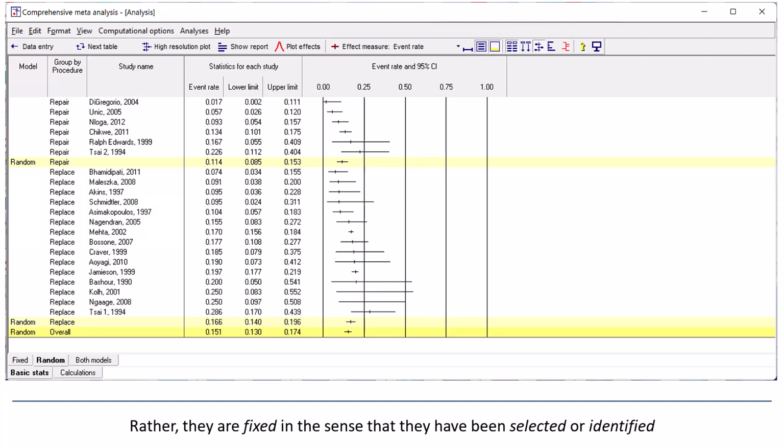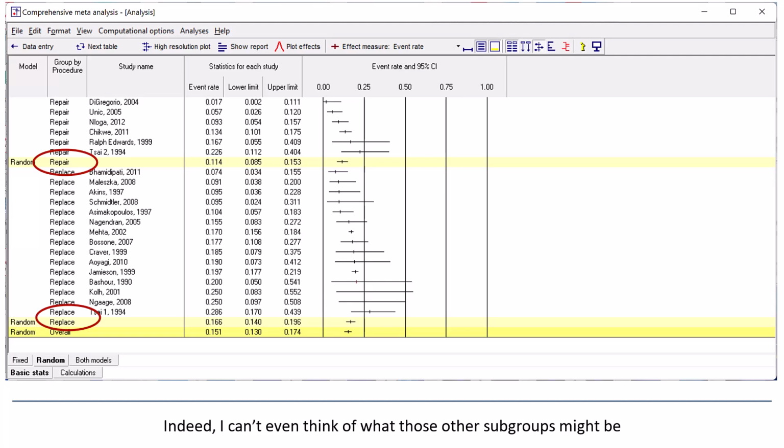Rather, they are fixed in the sense that they have been selected or identified. In other words, we care about these specific subgroups only. We want to know the mean effect here and here. We will not be generalizing from these two subgroups to any other subgroups. Indeed, I can't even think of what those other subgroups might be.